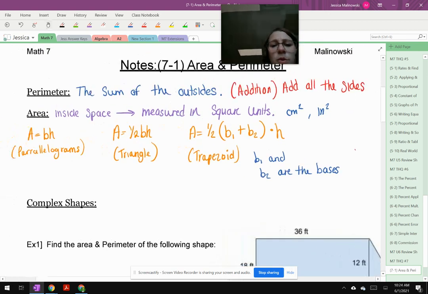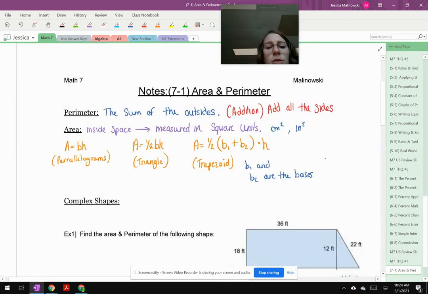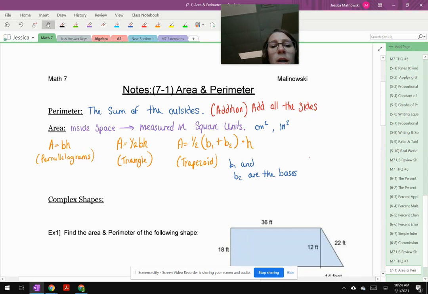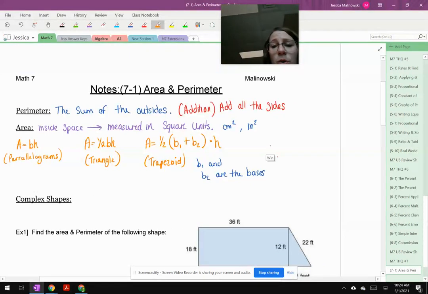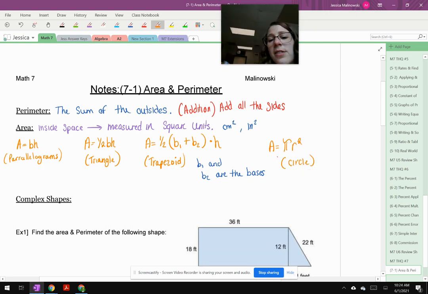So those are the formulas you're going to be using most often when you're talking about area and perimeter. A new one that we'll be looking at in this unit will be the area of a circle, which will be pi r squared. We're not going to use that one this lesson, but we will in our next.